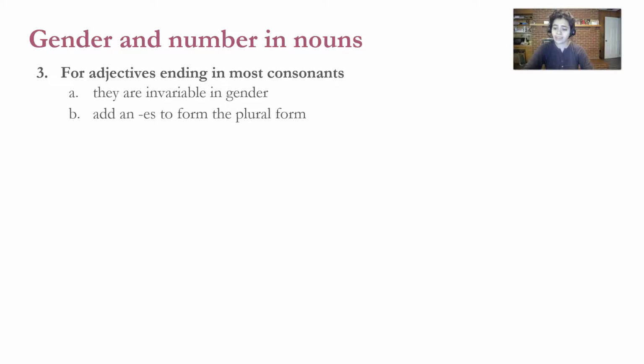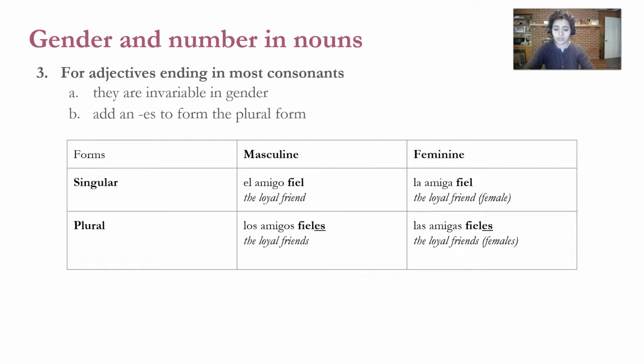Okay, for adjectives ending in most consonants, they are invariable in gender, and you have to add an es to form the plural form. So if you see in this chart, most adjectives ending in a consonant, like fiel, which means loyal, which ends in an L, are invariable in gender like the adjectives ending in E. El amigo fiel, la amiga fiel. To form the plural, since it ends in a consonant, you have to add an es. Los amigos fieles, las amigas fieles.